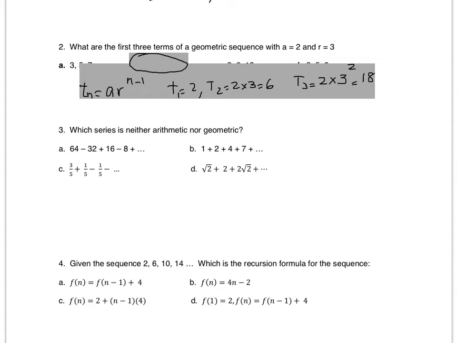The next one, B: from 1 to 2, I add 1. Then 2 plus 1, I get 3. So this is not an arithmetic sum. Now we have to try the geometric. If I multiply 1 by 2, I get 2. If I multiply 2 by 2, I get 4. If I multiply 4 by 2, I have to get 8. But here it is 7, so I'm going to say that this is neither arithmetic nor geometric.